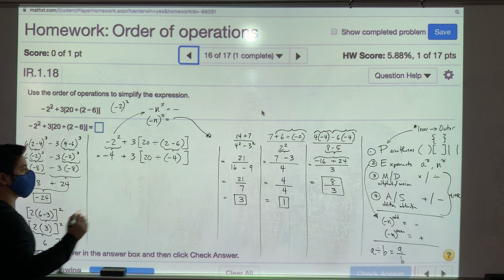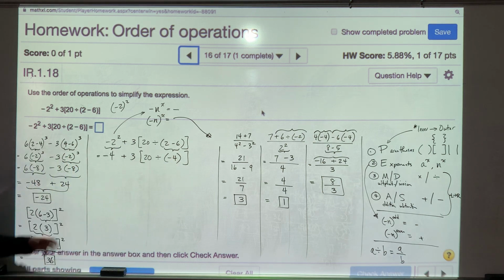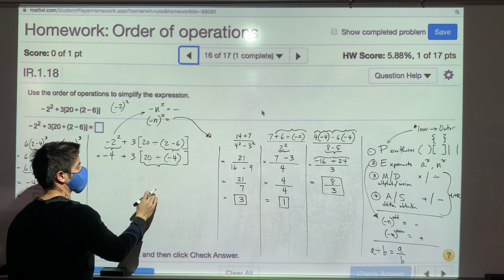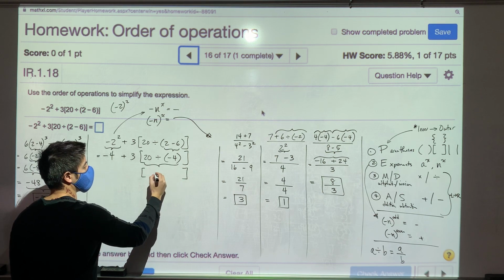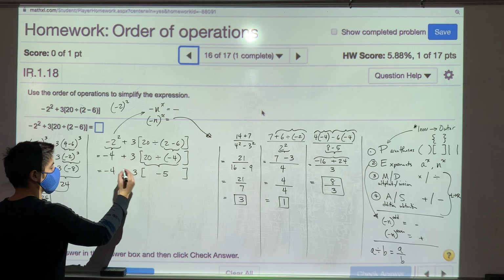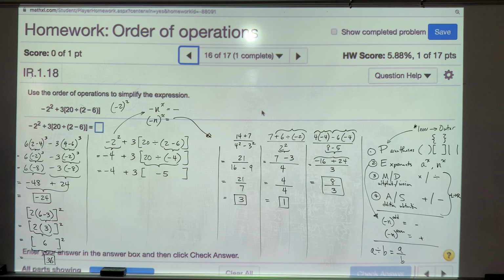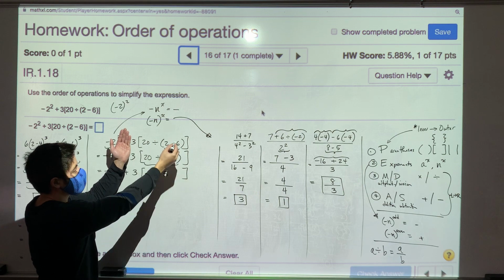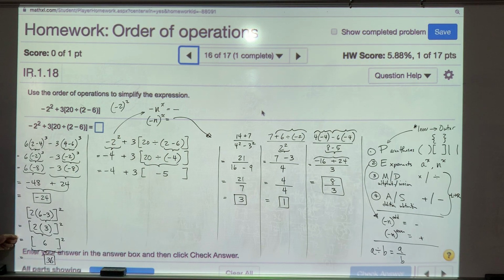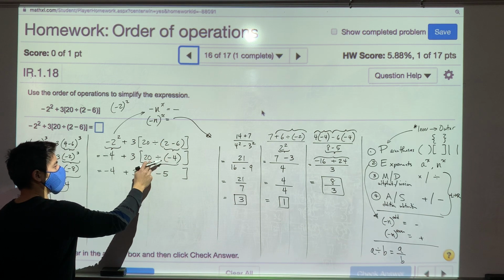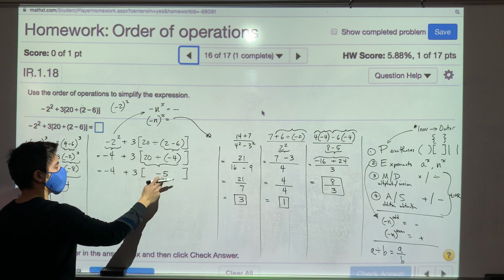Okay, let's keep going. What happens next? Keep on working from the inside out. 20 divided by negative 4 is going to be negative 5. And then I'm going to bring everything else down. Negative 4 plus 3. So notice we used to have just this as one of our problems. Inside out. 2 minus 6 is negative 4. Then I can do this. 20 divided by negative 4 is negative 5.